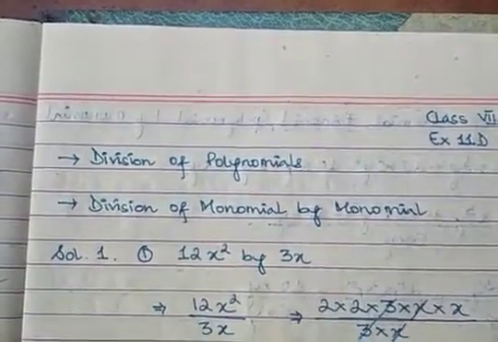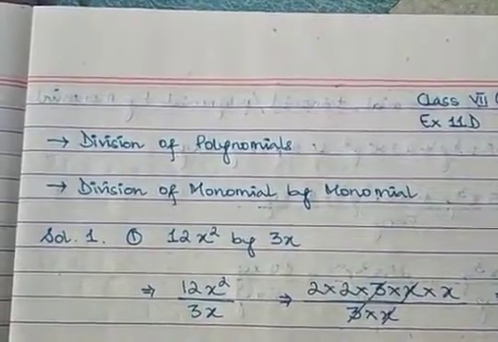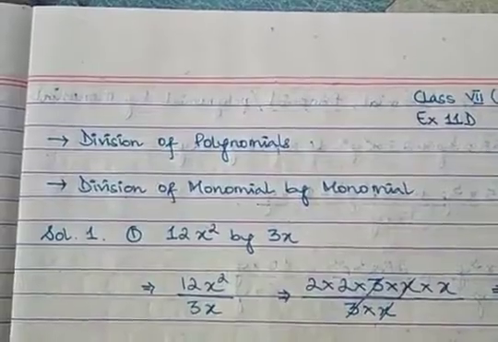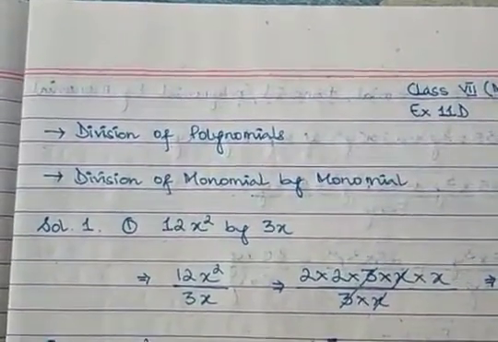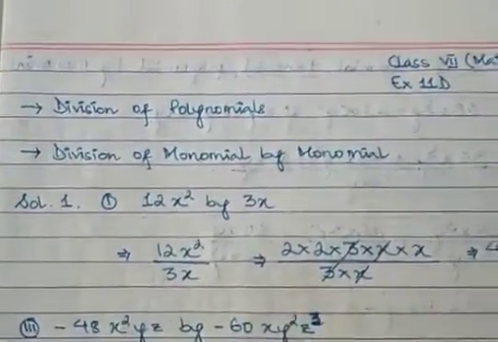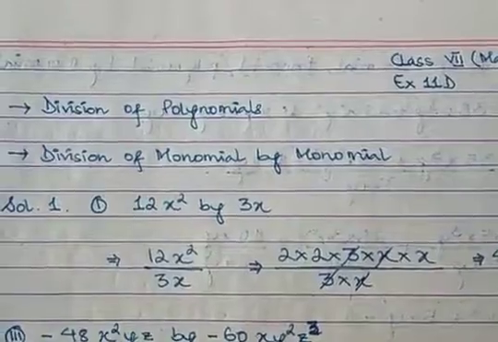Okay, so division of polynomials. The first thing that I will be doing under this topic will be division of a monomial by a monomial, that is, a single term divided by a single term. I have taken these from exercise 11D, question number 1.1. The first question we have here is 12x squared by 3x.